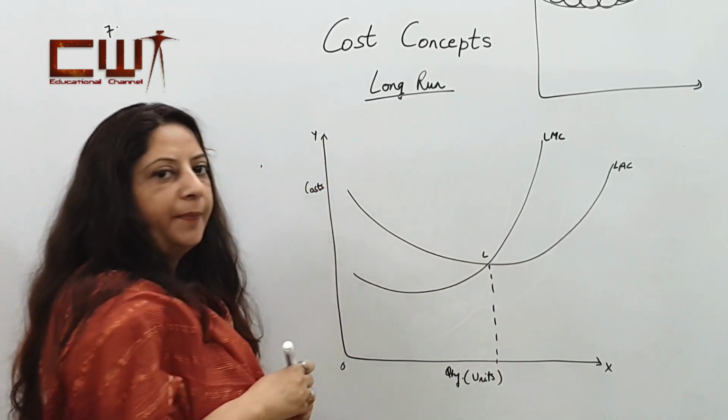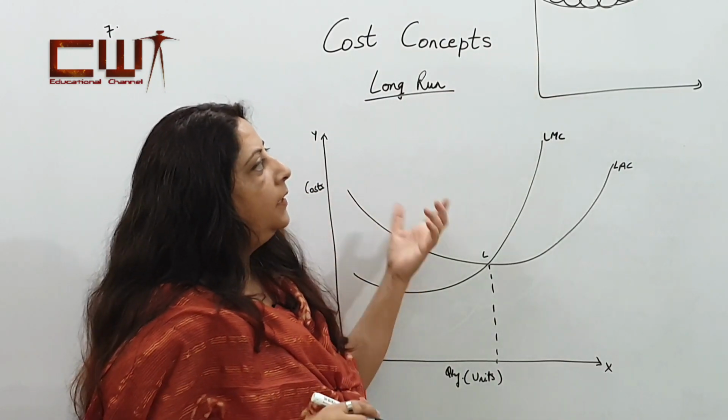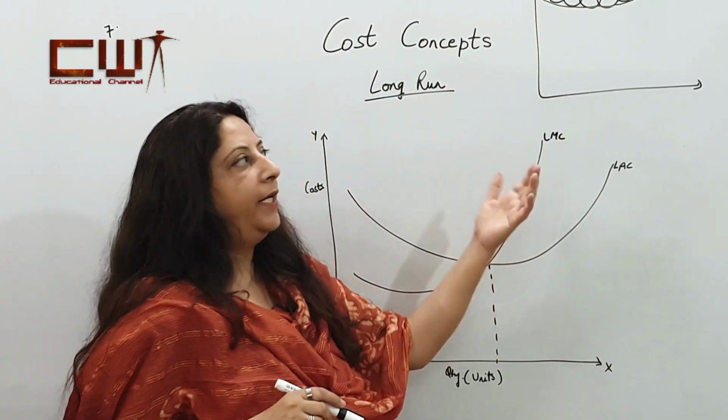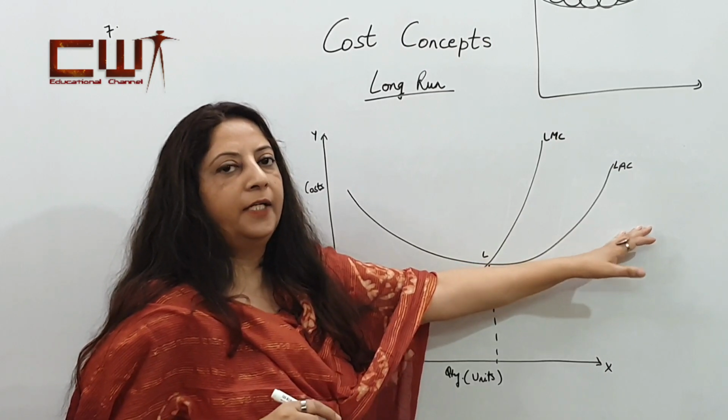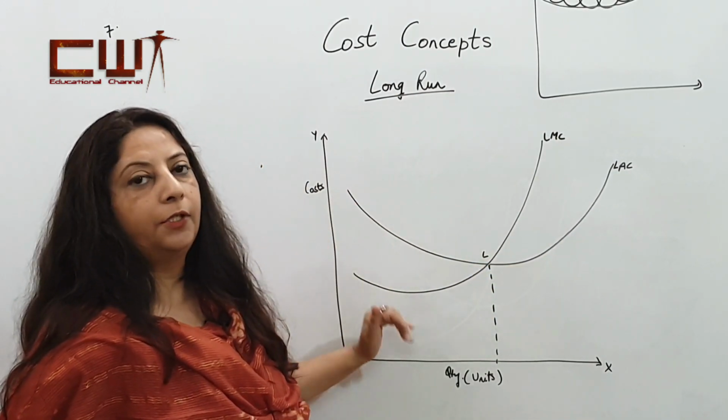So in the short period there will be short run average cost curves, and in the long run an enveloping curve will be made, which will be reflected as the long run average cost curve, which will be flatter than the short run average cost curve.